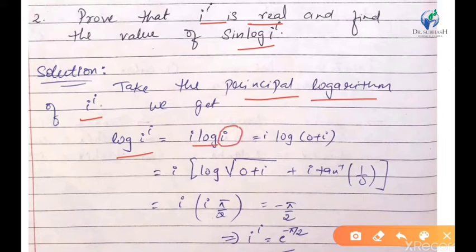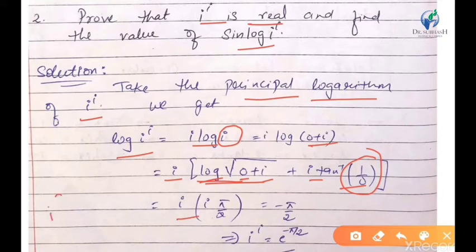Now this i can be written as 0 plus i. Now according to the formula, what is our formula? Our formula is log of the square root of x squared plus y squared, plus i theta. So we get log of square root of 0 squared plus 1 squared, that is 1, plus i tan inverse y by x. Now this will become log 1. Log 1 is 0 and tan inverse infinity will become pi by 2. So here we get i into i pi by 2.